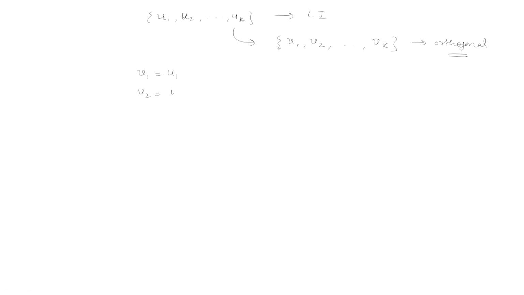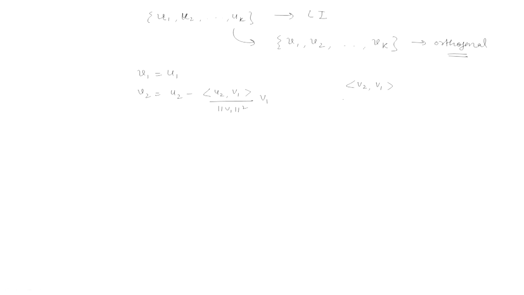Now, v2 can be obtained as u2 minus the inner product of u2 with v1 upon the norm of v1 squared, times v1. You can easily verify this. In the proof also we do the same thing, but the other way around. If you find the inner product of v2 with v1, what is this? This is the inner product of u2 minus inner product of u2 with v1 upon norm of v1 squared times v1, with v1. So, this is the inner product of u2 with v1 minus, this is a scalar quantity which comes out by the definition of inner product, the inner product of v1 with v1. So, this is the norm squared, this cancels out and this is 0. Similarly, we can verify for the others also.